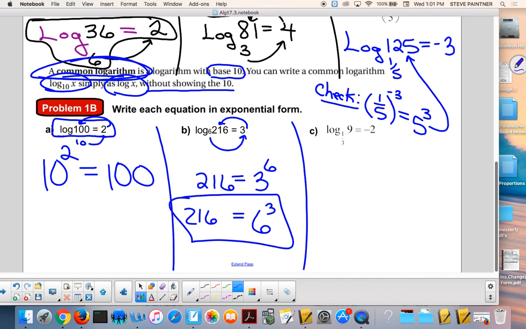Okay. Last one, Maddie, what is it? 1/2 to the negative 2. I mean 1/3. 1/3 to the what? Negative 2. Equals? 9. Bingo, you got it.